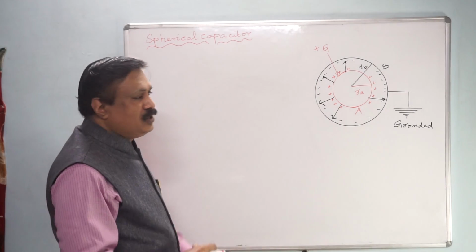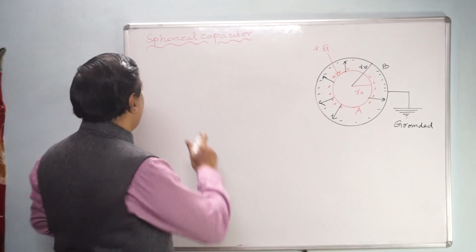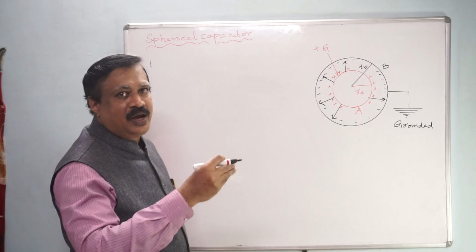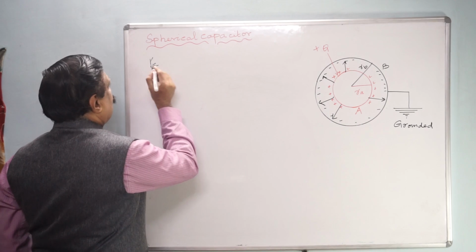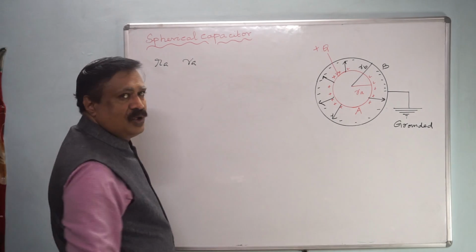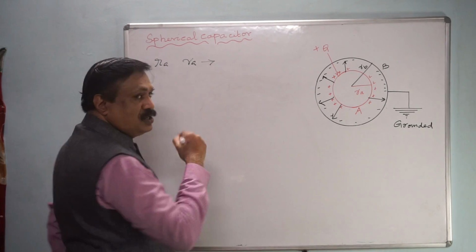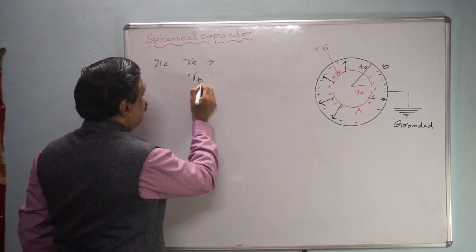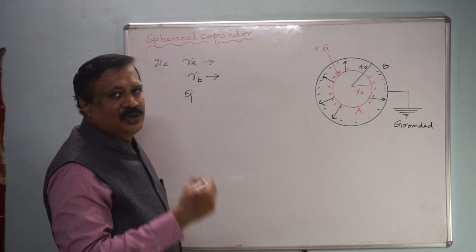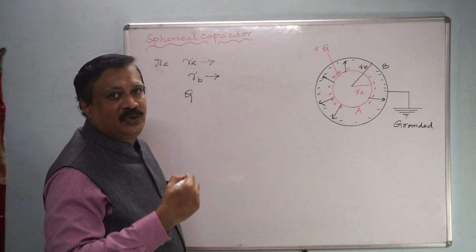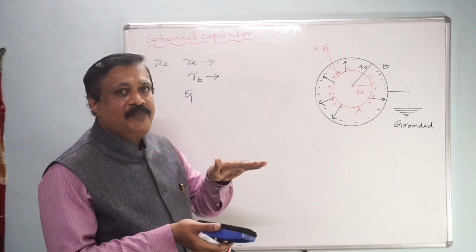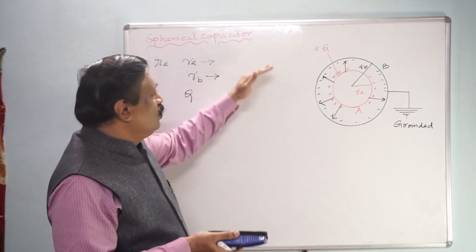In the exam, you have to draw the diagram and write: consider two hollow spheres of radius RA and RB. The radius of the inner sphere is RA and the radius of the outer sphere is RB. Positive charge Q is given to the inner sphere, and due to that an induced charge is there in the outer sphere, and we are grounding. Just like that you have to give an introduction. Whatever I told, you have to write it.